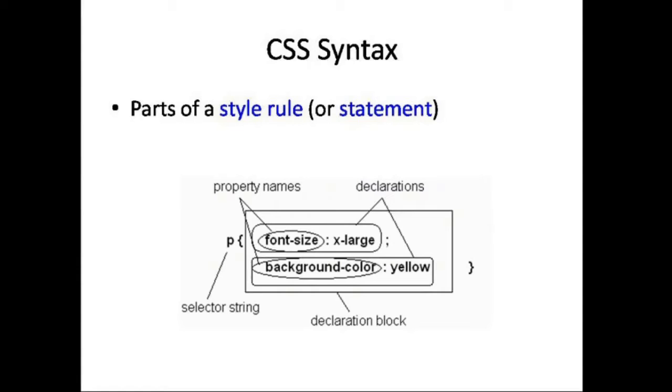What is the CSS syntax? Our CSS syntax comprises the tag, that is the selector string, the declaration block, all the declarations, and the property names. In this case the selector string is p, that is paragraph. Then font size is the property name, and the declaration is x-large, and background color is yellow. The declaration block is in fact the whole section comprising the paragraph designing portion. So here we are specifying the paragraph to have the font size of x-large and the background color to be yellow.